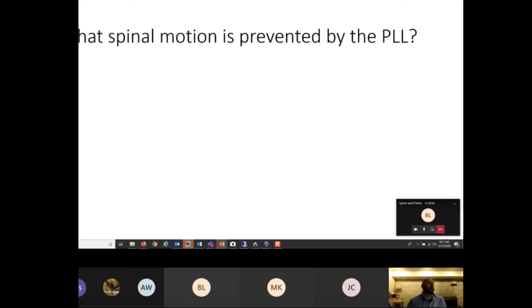All right, what spinal motion is prevented by the PLL? This one's pretty straightforward, but I just want to make sure, don't overthink these questions on the exam. Like I mentioned before, anything in front of the vertebral body is going to help prevent too much extension. It pulls my vertebra back from going too far into extension. Anything behind the vertebral body helps prevent too much flexion. So the PLL is going to check flexion of the spine, along with anything else behind it, like the ligamentum flavum, interspinous, and supraspinous ligaments, all those things.